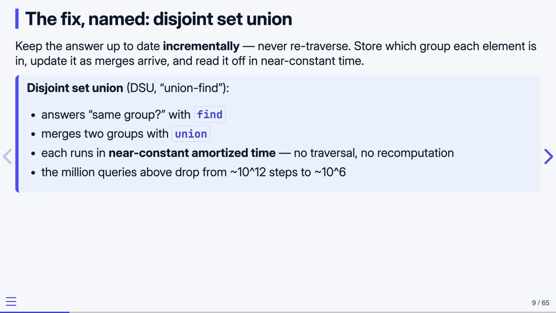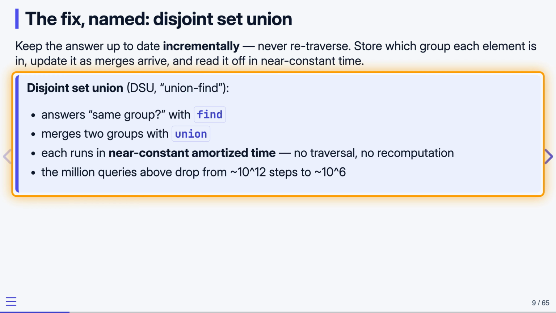The fix is to keep the answer up to date step by step, and never retraverse the graph. We store which group each element is in, we update it as merges arrive, and we read it off in near constant time. This structure is called disjoint set union, or union find. It answers same group with find. It merges 2 groups with union. Each one runs in near constant amortized time. The earlier million queries drop from about 10 to the 12th steps to 10 to the 6th.